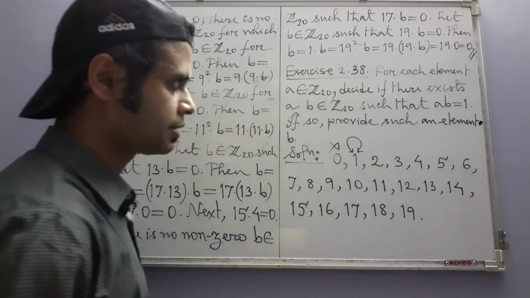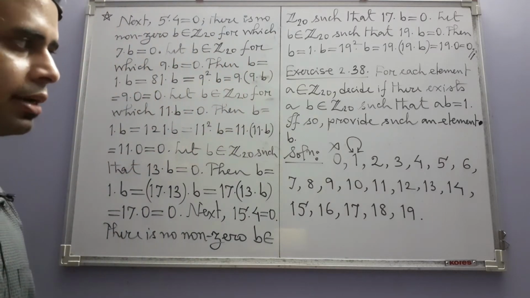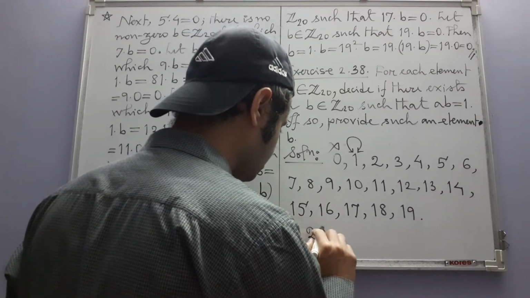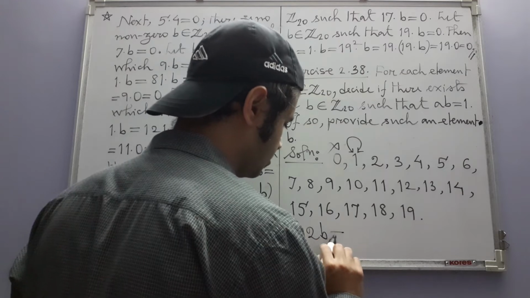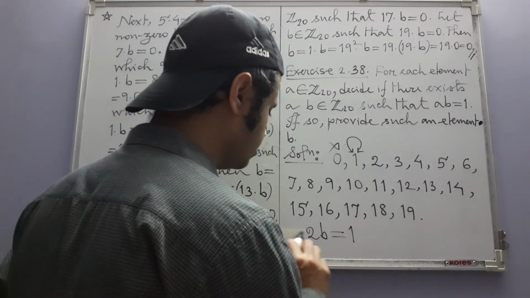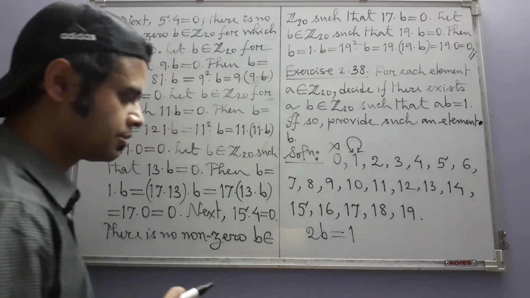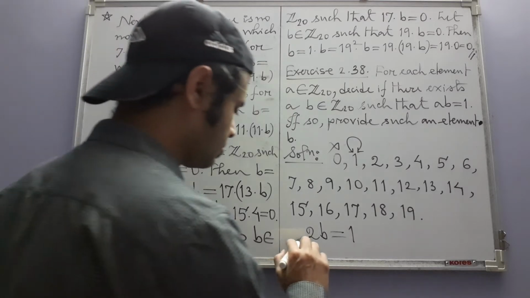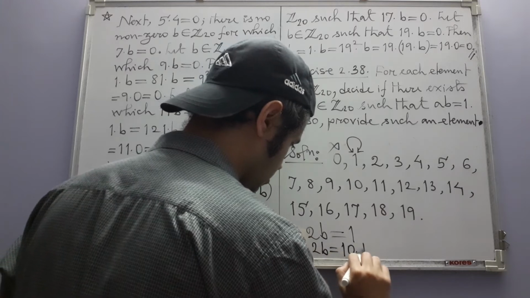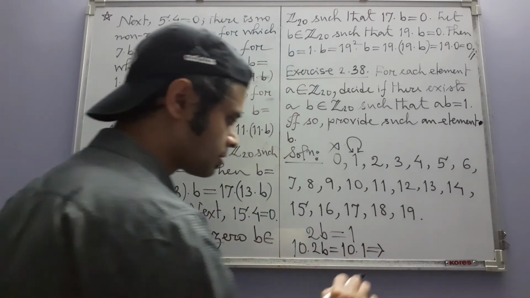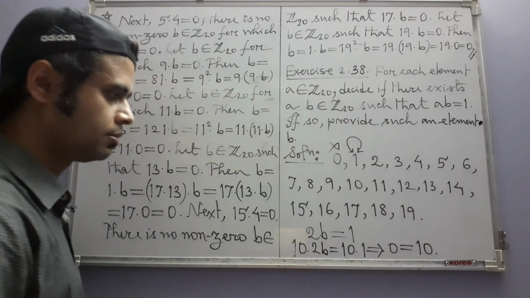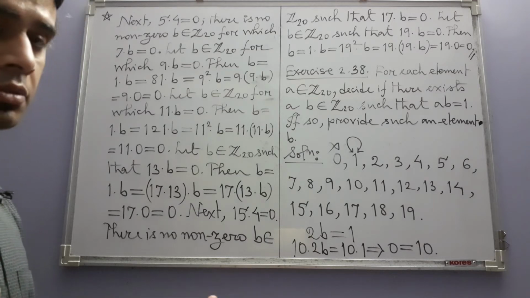For 2, we don't have such a B. Do you see why we don't have any B for 2? Because if we had a B for 2, say like this, then we can multiply on both sides by 10, giving us 0 on the left side and 10 on the right side, and that is false because 0 is not equal to 10.